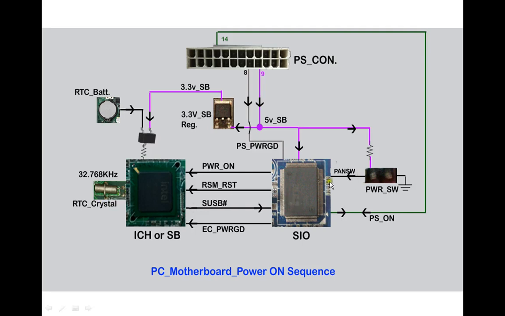Now after pressing the power button, if RSM reset or power on are missing, then the problem will be in the SIO chip area. If these two signals are coming out but SUSB fails to come out, then it will be the south bridge or the components related to the south bridge. After receiving SUSB, if PSON is not becoming zero, then it will be the SIO chip. Even after PSON becomes zero, if there is no power, there must be a short circuit on the motherboard.